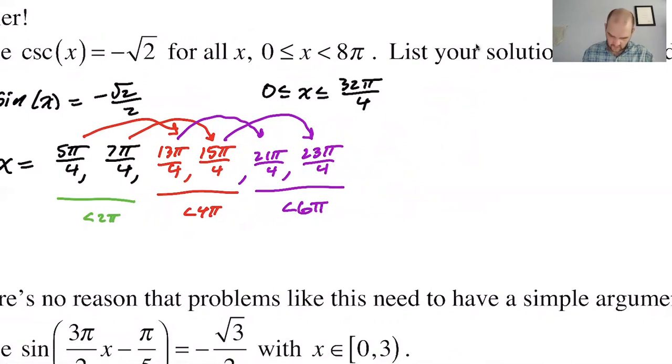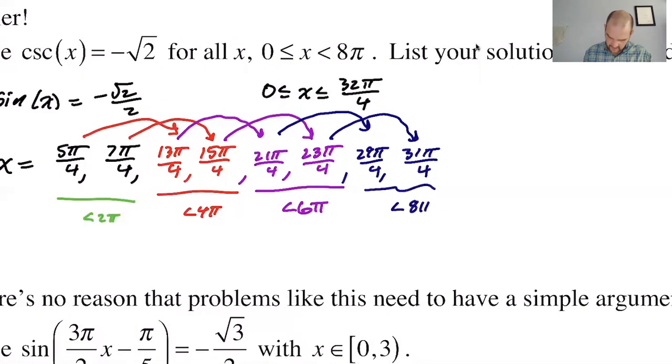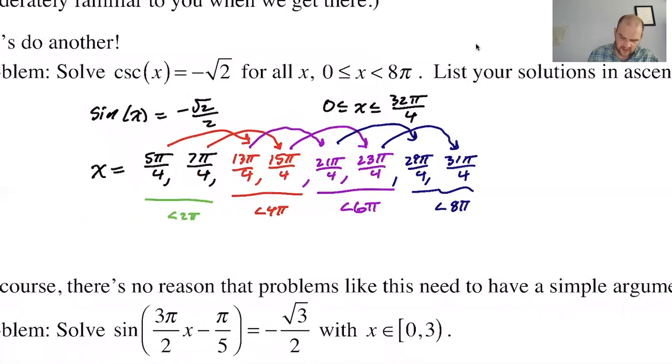Everything to the left of 23 pi over 4 is less than 6 pi, so it still works. And then I need one more color because I have to go to 8 pi. So here and here, we get 29 pi over 4, and if I do it again, I get 31 pi over 4. These are less than 8 pi. If I try to go again, I'll be bigger than 8 pi because I've done every possible revolution. So these are our answers. We got them in a nice, neat, organized way. Find them in the first revolution, and then just keep adding the period until you hit the upper bound. It's really not that bad.